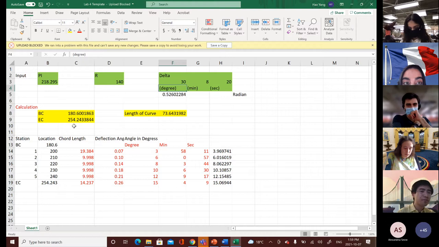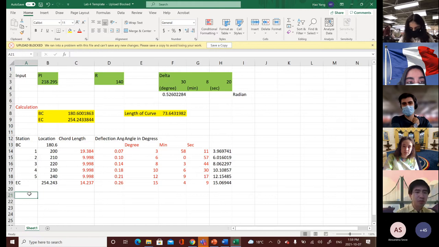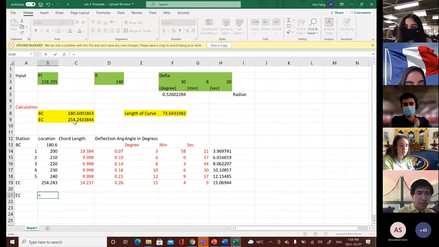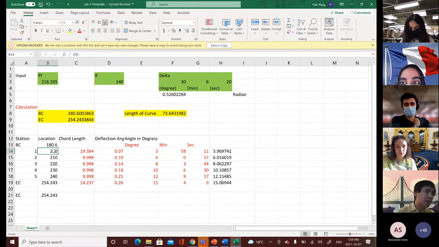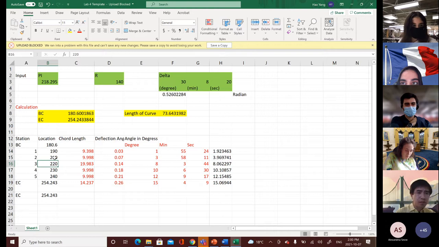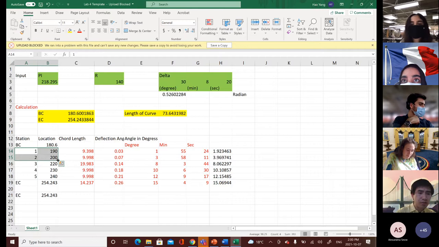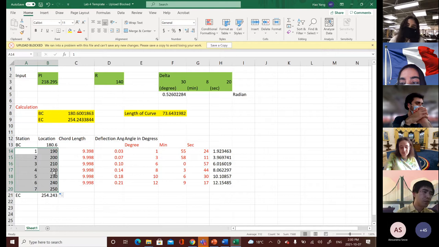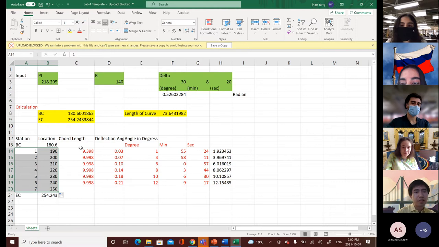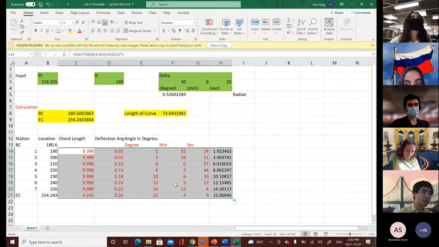Then you need to do some slight modification. You need to change the EC, and you need to have some other values. The next station after 180 would be 190, and then 200, and then 210, 220, 230, 240, 250, and 254. You can then do the modification, just expand the formulas for all these cells.